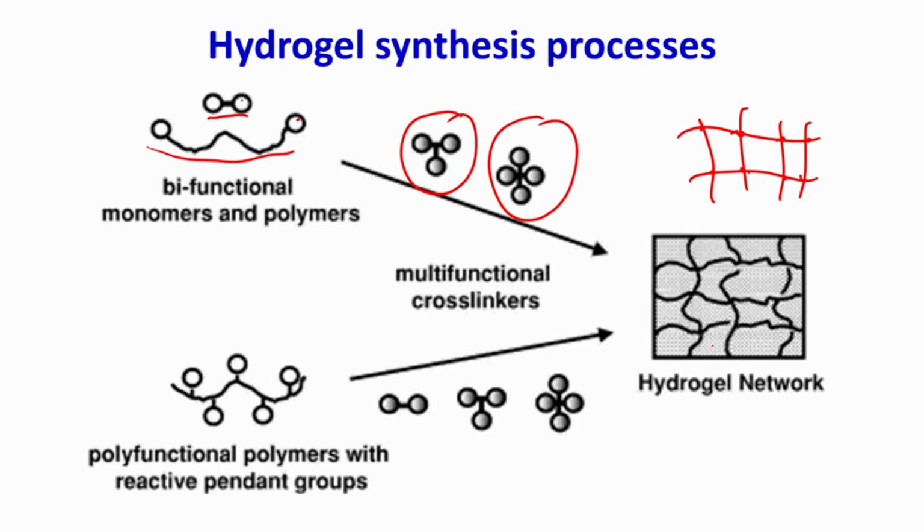Or you can have just a big chain containing several of these reactive places, and then all you do is mix your multifunctional cross linkers, and they will then cross link with another chain like it's shown here, and then this may be linked to another chain. So, that is how the structure can propagate and essentially form a hydrogel network.